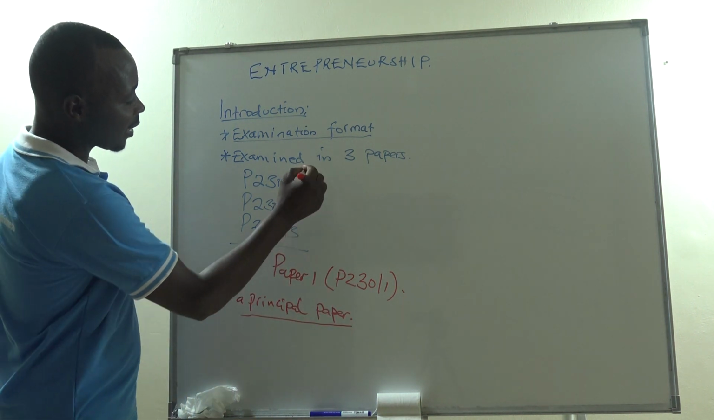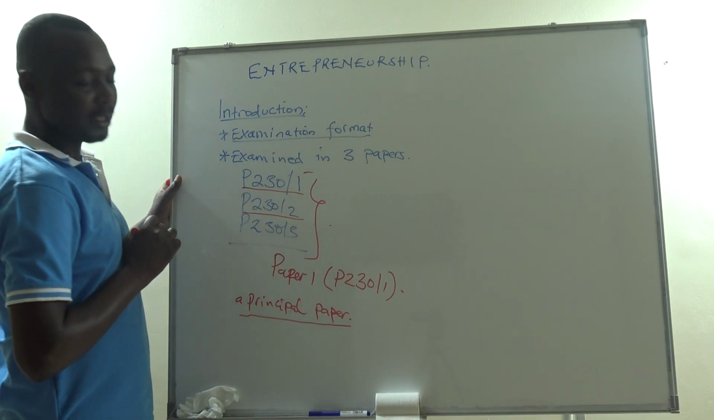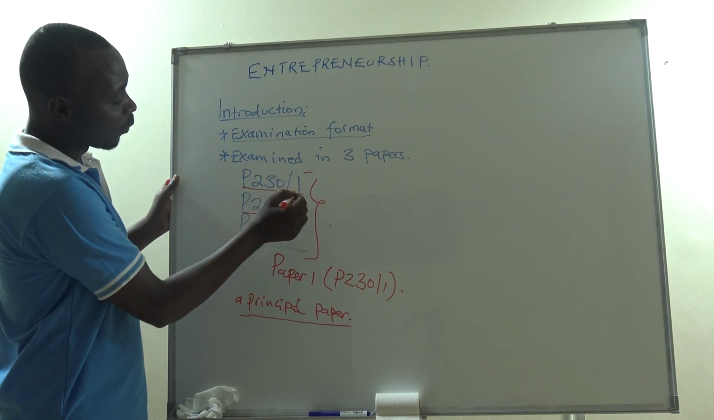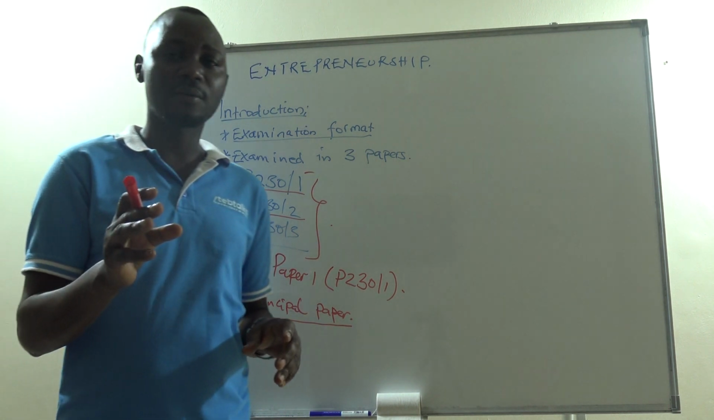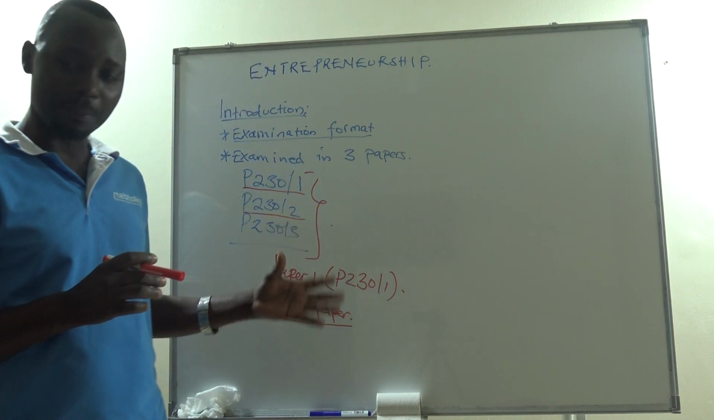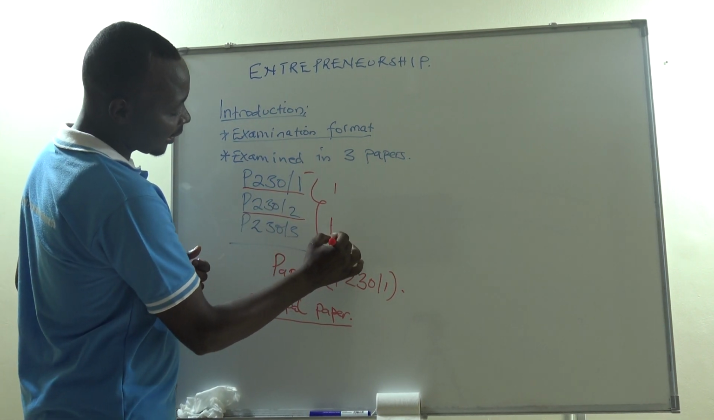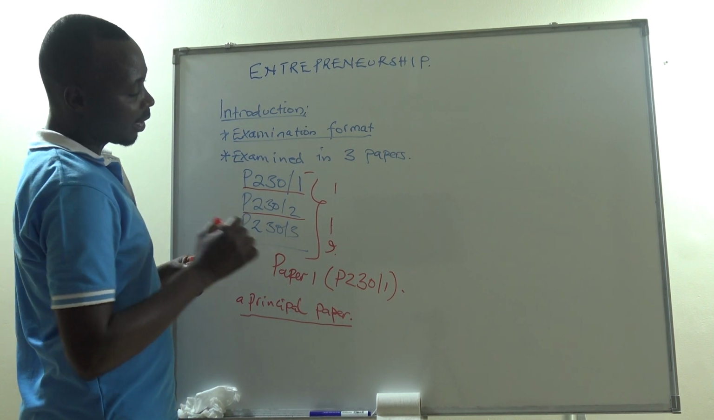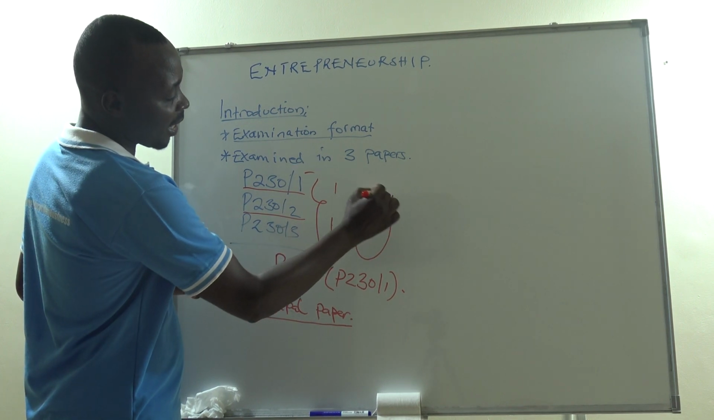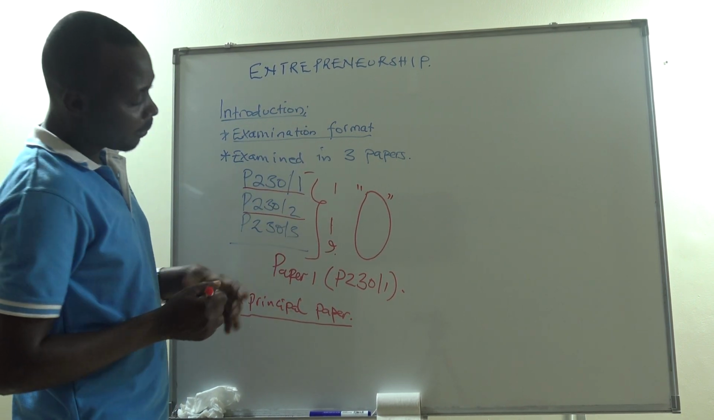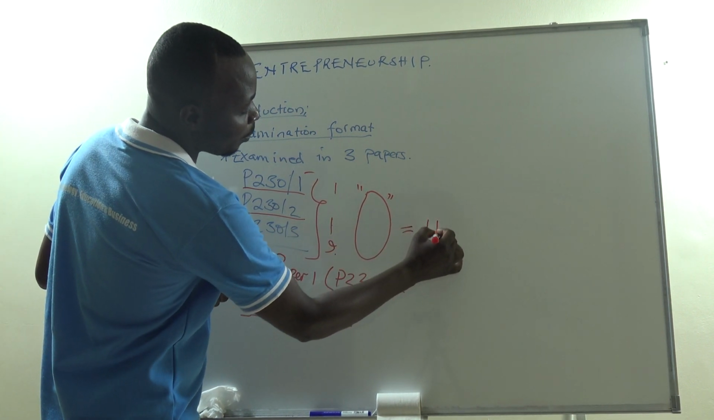As we have said, there are 3 papers. Each learner has to pass each paper. If you fail one of these 3 papers, you are regarded as someone who has failed the subject. Even if you get a D1 here, a D1 here, and an F9 here, they award you a subsidiary pass, which is represented by O. Letter O means it is a subsidiary pass, and this O is equal to 1 point.